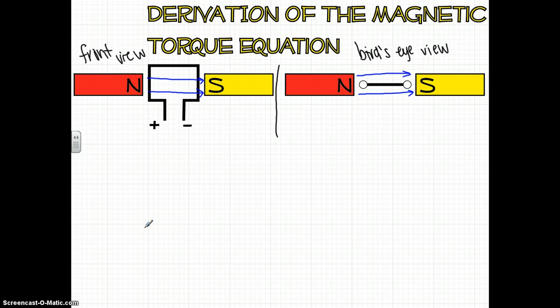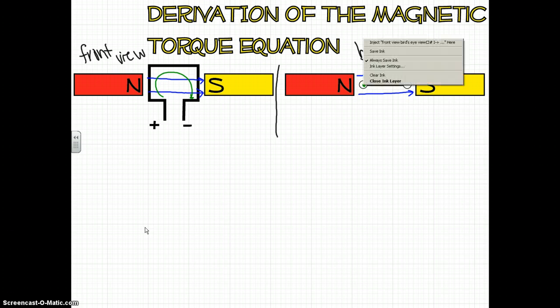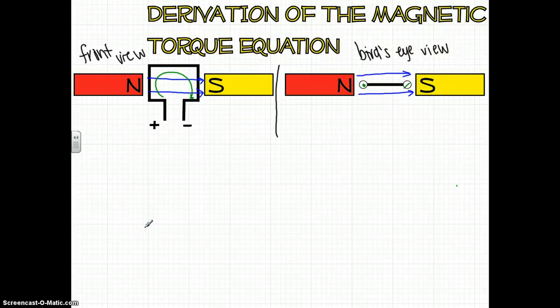All right, now we should also recognize that because there's a positive and negative side on this loop of wire, there will be a current that's going to spin, in this case in a clockwise fashion. And in the bird's eye view, it means that the current's going to be heading up at us, and then it's going to then head downward as it goes back the other way.